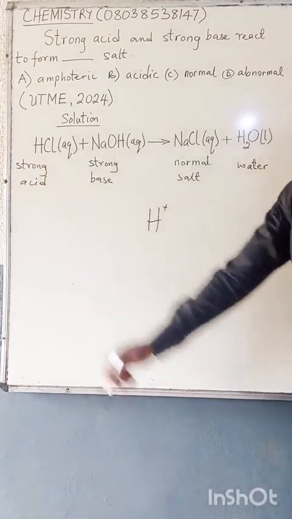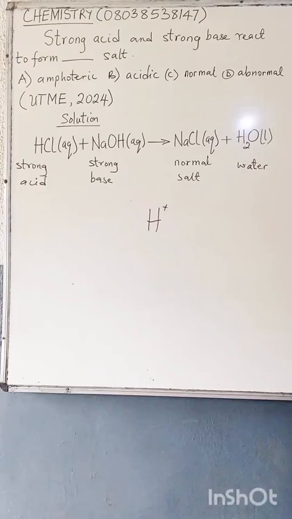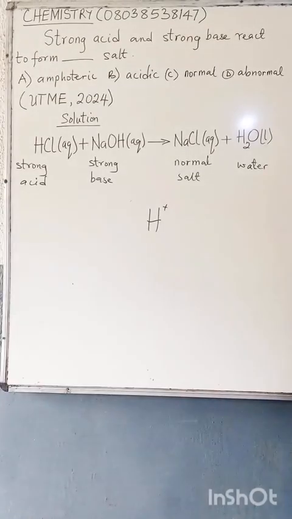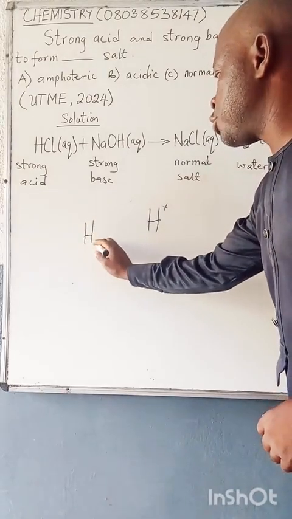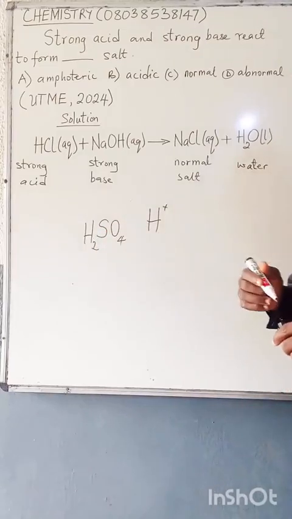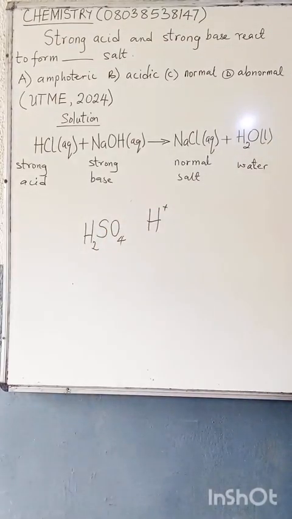What then is a strong acid? A strong acid is an acid which dissolves in water completely and produces high concentration of hydrogen ions. Such an acid is called a strong acid. HCl is a good example of a strong acid. H2SO4 is another good example of a strong acid. H2SO4, that is tetraoxosulfate 6 acid, is another example of a strong acid. Do you understand?